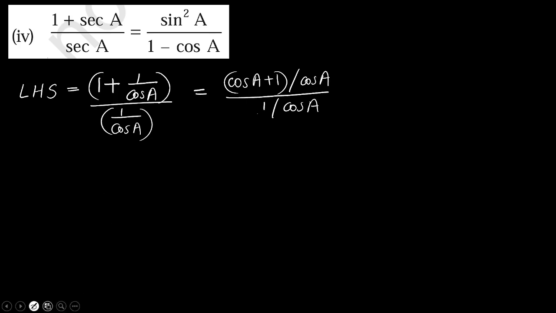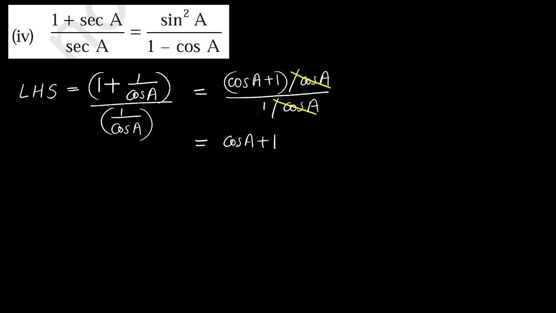So in the next step, divide by cos A cancels. So only cos A plus 1 or 1 plus cos A is remaining. Other term cancels. But unfortunately, RHS is not 1 plus cos A. So reducing cos A plus 1 to RHS is not easy.